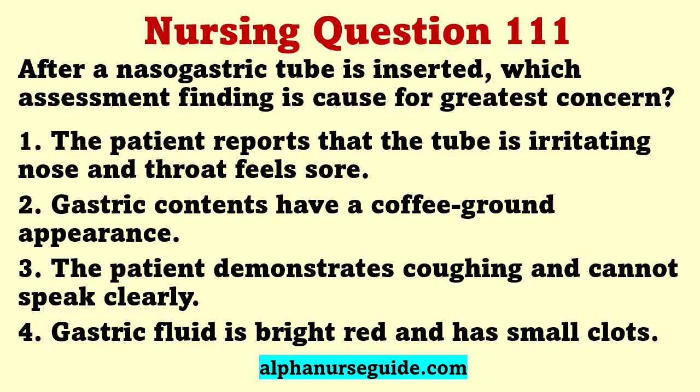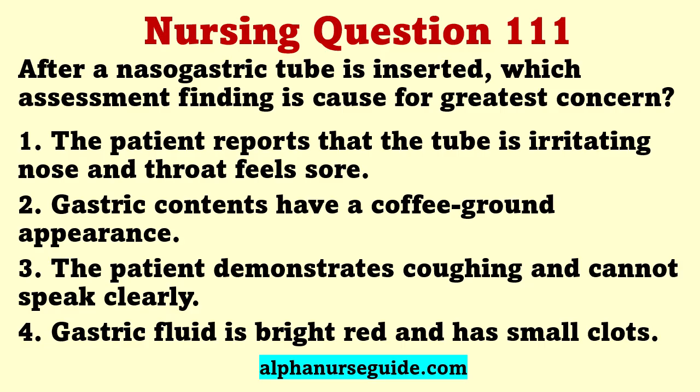After a nasogastric tube is inserted, which assessment finding is cause for greatest concern? 1. The patient reports that the tube is irritating the nose and throat feels sore. 2. Gastric contents have a coffee ground appearance. 3. The patient demonstrates coughing and cannot speak clearly. 4. Gastric fluid is bright red and has small clots.